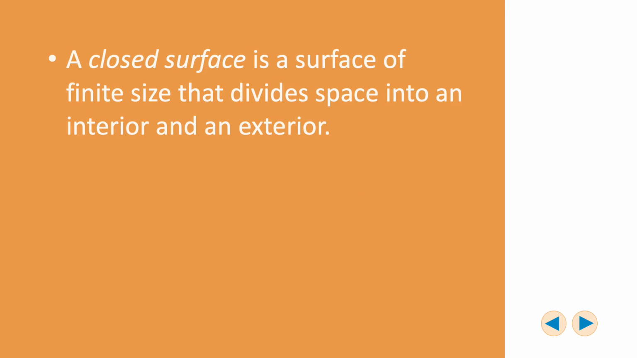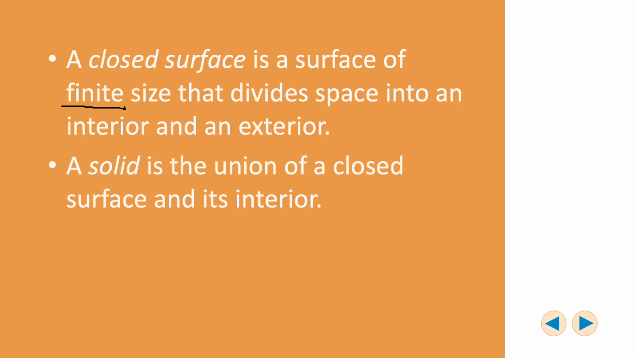A closed surface is a surface of finite size. So this means that it does not go on forever. It does have boundaries, and it divides space into an interior and an exterior. A solid is the union of that closed surface and its interior. Okay, so I'm going to use an example of a box, and you guys know how great I am at drawing on the computer. So bear with me.